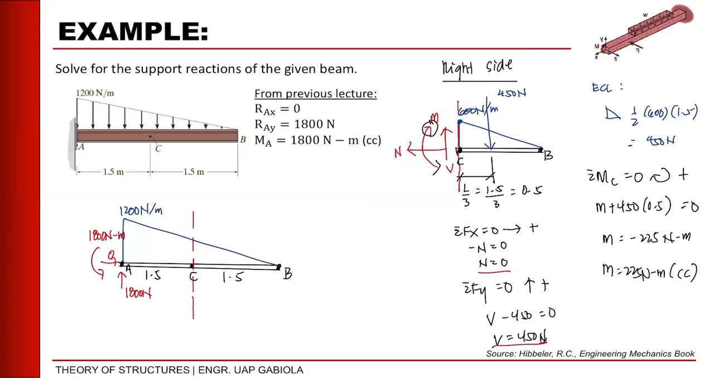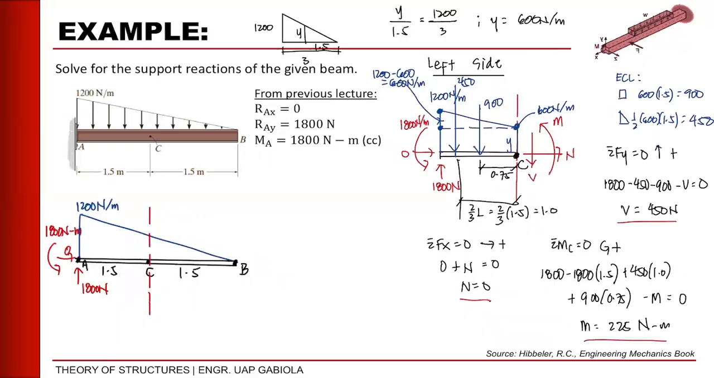Okay? So, checking dun sa ating left side, dapat ay 0, 450, 225. So, left side natin is 0. Okay, check. 450 is check. And then moment is 225. Na ang direction natin is counterclockwise. Okay?